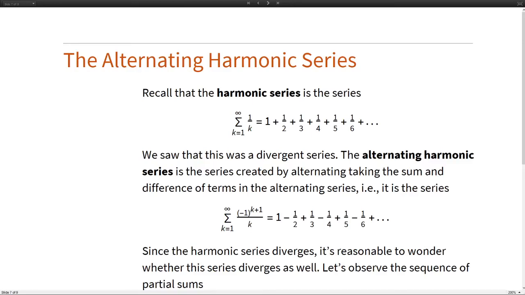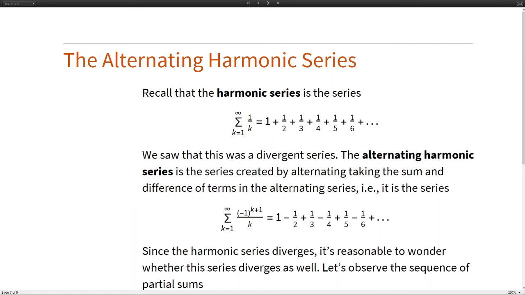The next series I want to talk about is something called the alternating harmonic series. So remember the harmonic series, right? That's our sum 1 plus 1/2 plus 1/3 plus 1/4 and so on. And we knew that that diverged. Now, what if I add an alternating pattern of sums and differences in there? In other words, I do 1 minus 1/2 plus 1/3 minus 1/4 plus 1/5 minus 1/6 and so on. What if I do that? Does that converge? Does that still diverge?